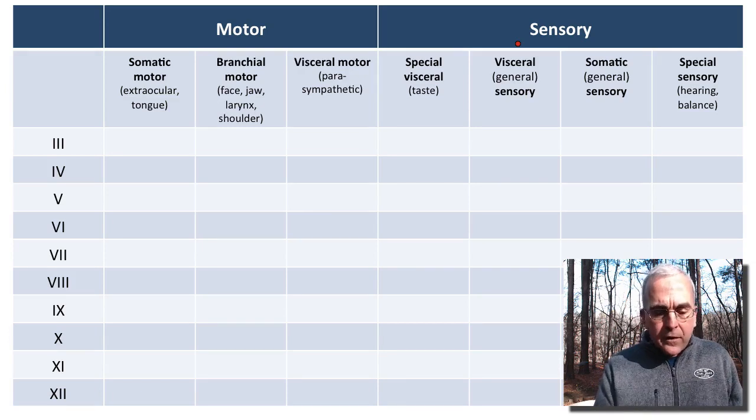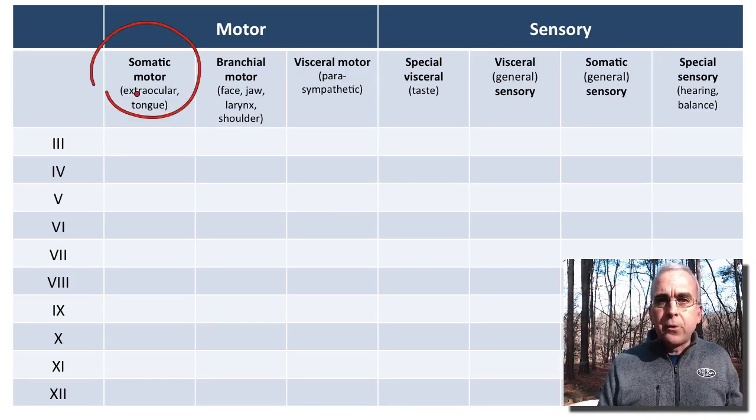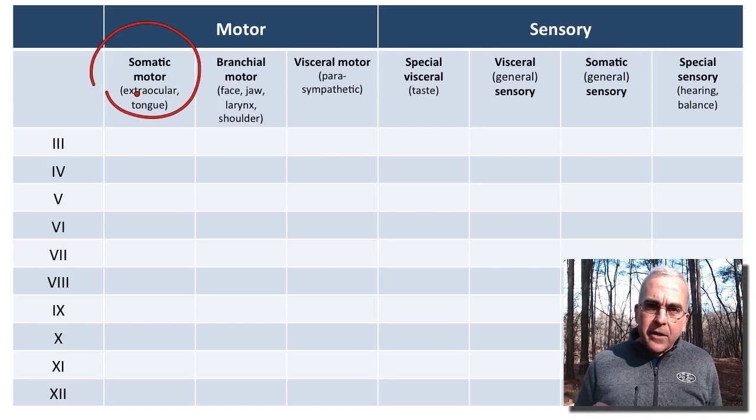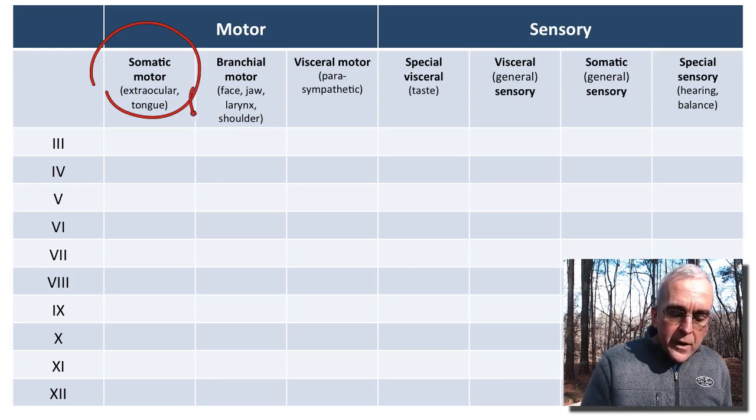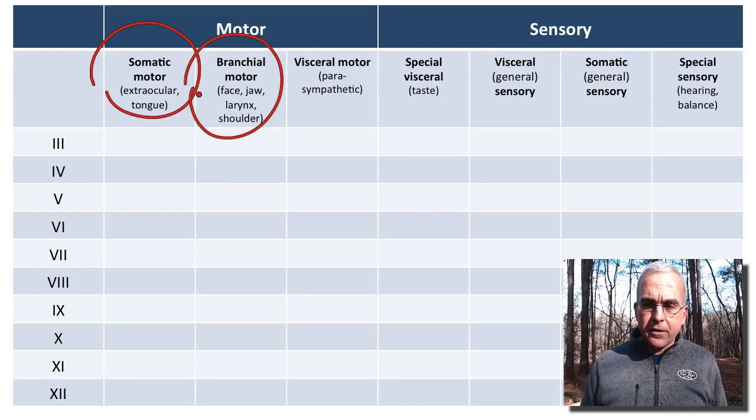We can recognize somatic motor nuclei. These are nuclei that contain the motor neurons that innervate the muscles that are derived from embryological somites. We have branchial motor nuclei. These are nuclei that contain motor neurons that grow out and innervate the muscles derived from the pharyngeal arches in the developing embryos.